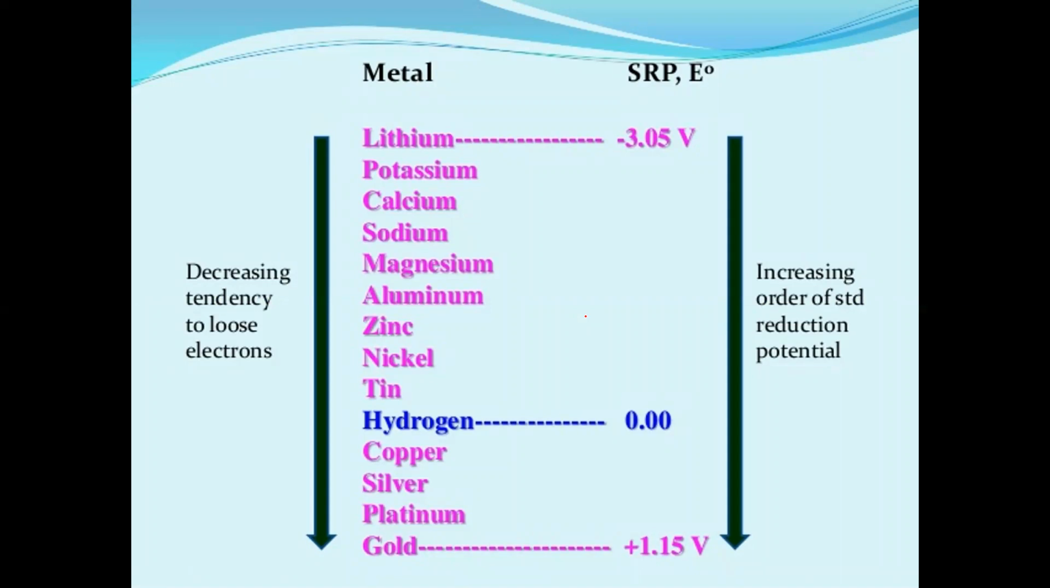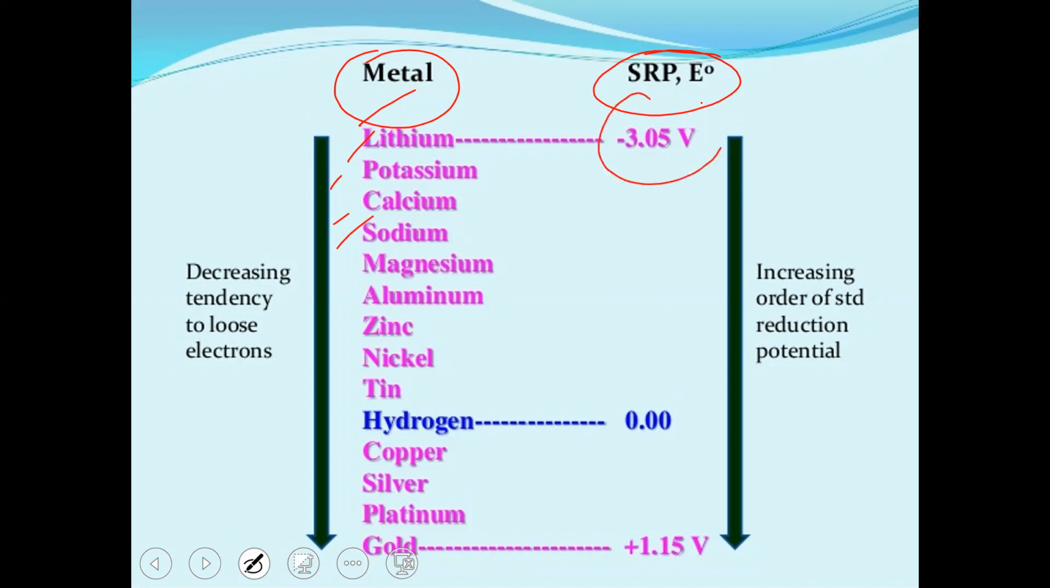See this one. On the left side all the metals are present: lithium, potassium, calcium, sodium, and so on. On the right side are the standard reduction potentials of the respective metals. So what is the electromotive series? The arrangement of metals in increasing order of standard reduction potentials. Here it goes from minus 3.05 volts, through 0, to positive values. Going from top to bottom, it is increasing order of the standard reduction potential of the respective metals. This arrangement is known as the electromotive series.